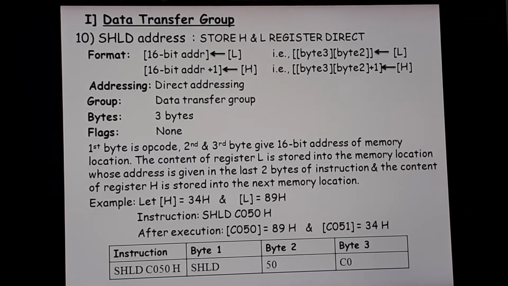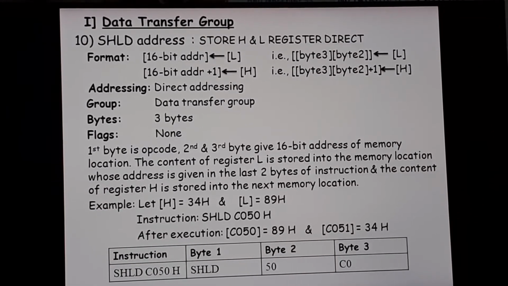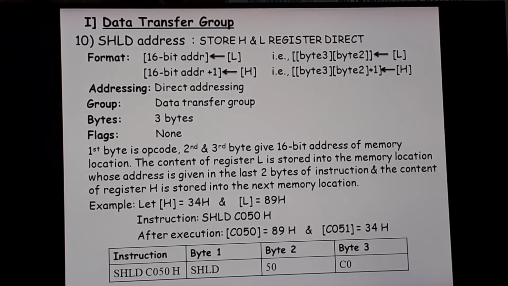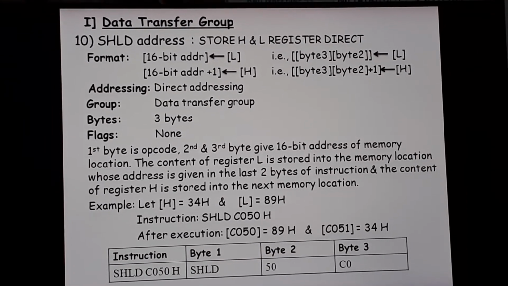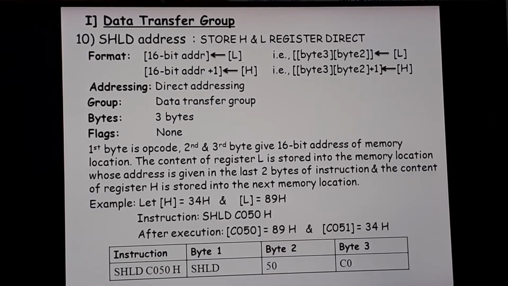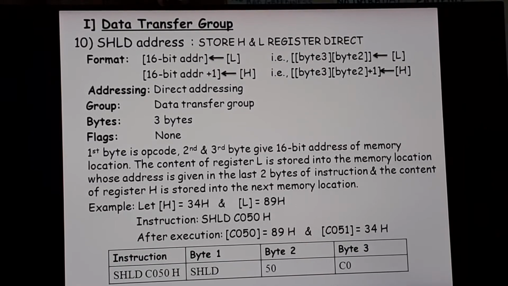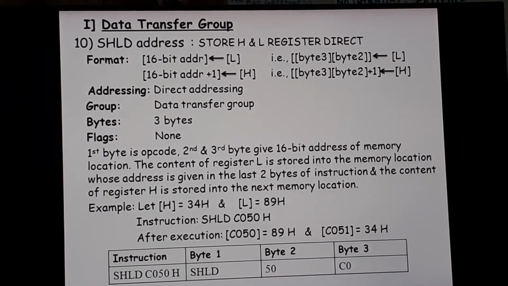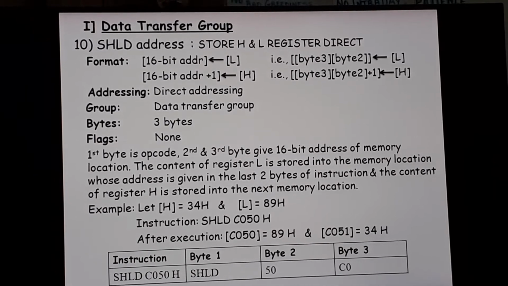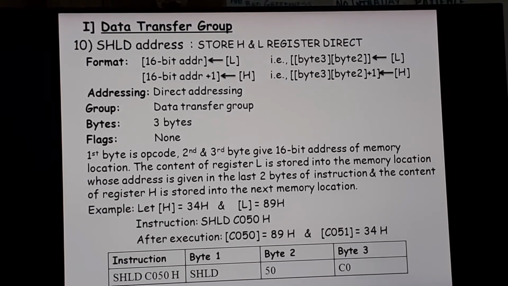Now the description, can you see the description? The same description you can write for LHLD also. Okay, so for SHLD, let us see the explanation. The first byte is the opcode. The second and third bytes give the 16-bit address of the memory location. The content of register L is stored into the memory location whose address is given in the last 2 bytes of the instruction, and the content of register H is stored into the next memory location.